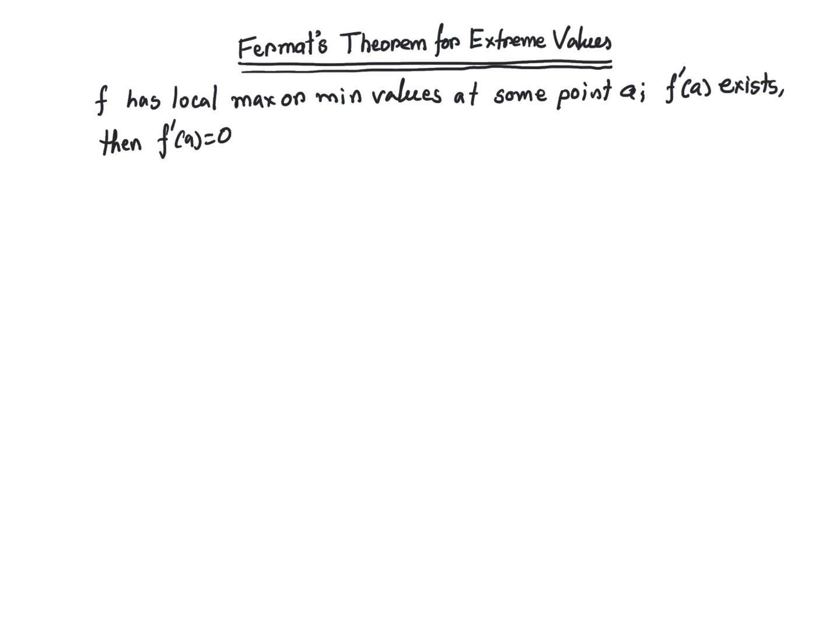Let me show how it works. Let's consider the max case first, and then similarly we could derive the minimum case. So let's say f of A is a local maximum. That means we could find a neighborhood around A where any value we take in that neighborhood is going to be less than or equal to f of A.